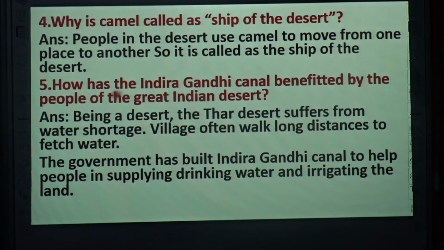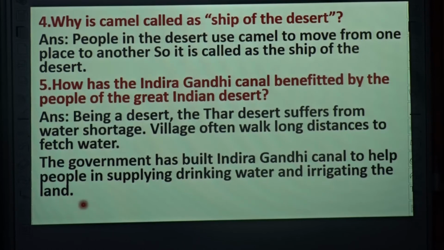The next question, how has the Indira Gandhi Canal benefited the people of the Great Indian Desert? Being a desert, the Thar Desert suffers from water shortage. There was no sufficient water. So village people often walk long distances to fetch water. And the government has built the Indira Gandhi Canal to help people by supplying drinking water and irrigating the land.